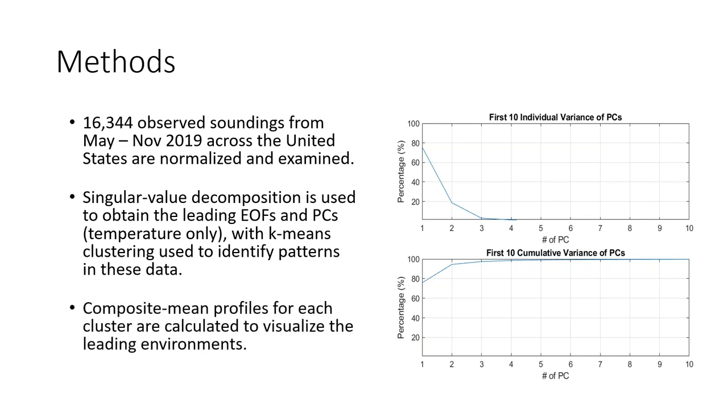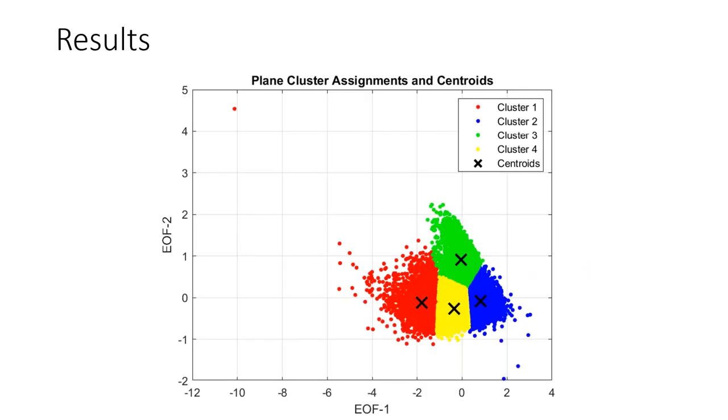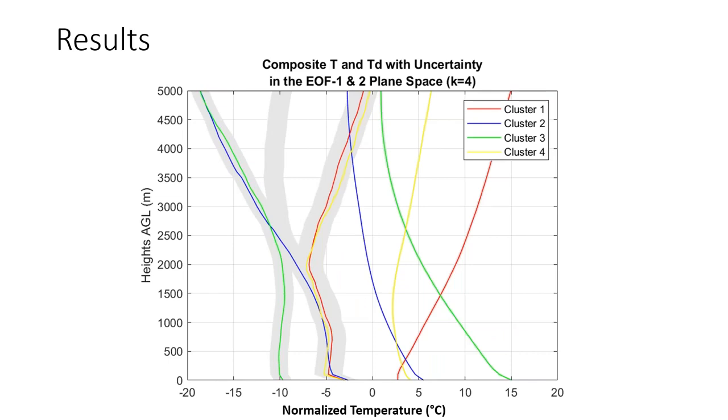So within each of these clusters, we composite mean profiles for each cluster and visualize that. We use K equals 4 to get the most robust solution in terms of separating the data. It separated it by using both EOF 1 and 2, and it didn't break up one of the clusters as K equals 5 did. So this was the most robust solution. You can see each cluster is colored, and the centroid is the black X. So this is the result that we found from that data.